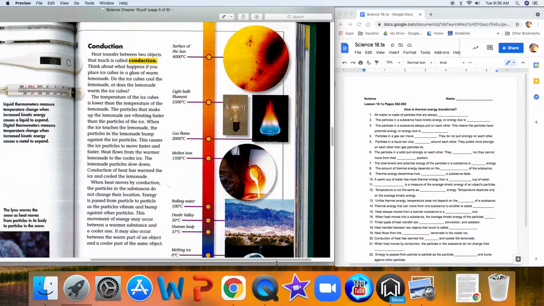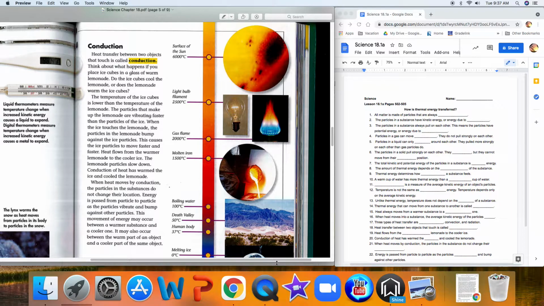Okay, number 20, conduction of heat has warmed the ice, and by warming the ice, you naturally cool the lemonade because we're absorbing it. 21, when heat moves by conduction, the particles in the substance do not actually change their location. 22, energy is passed from particle to particle as the particles vibrate and then bump against each other. 23, this movement of energy may occur between a warmer substance and a cooler one. So that's your lemonade, guys. I have warmer lemonade, it's bumping into the ice, the ice is absorbing that heat and making it cooler.